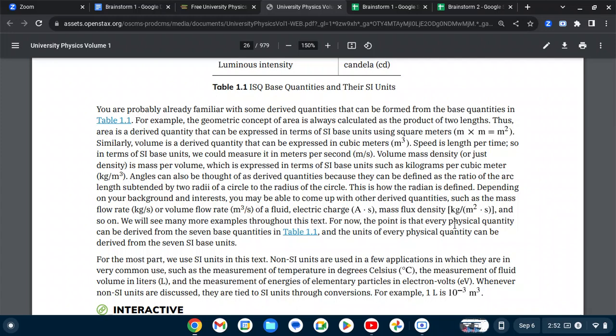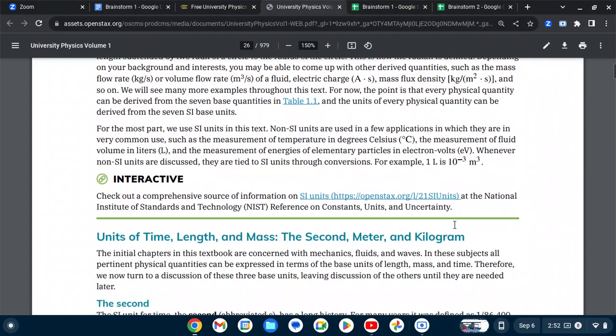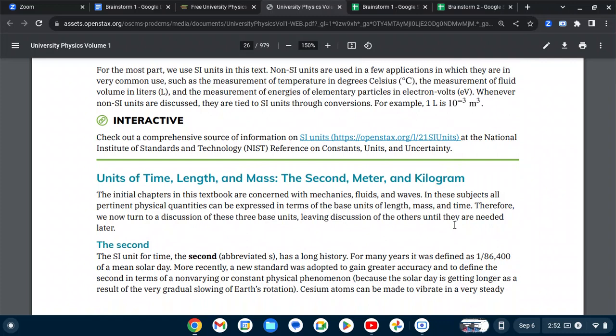For now, the point is that every physical quantity can be derived from the 7 base quantities in Table 1.1, and the units of every physical quantity can be derived from the 7 SI base units. For the most part, we use SI units in this text. Non-SI units are used in a few applications in which they are in very common use, such as the measurement of temperature in degrees Celsius, the measurement of fluid volume in liters, and the measurement of energies of elementary particles in electron volts. Whenever non-SI units are discussed, they are tied to SI units through conversions. For example, 1 liter is 10 to the negative 3 meters cubed.